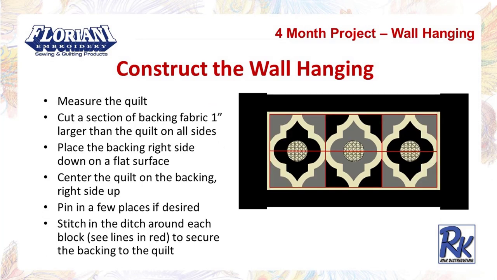Next you'll want to measure your quilt and then cut a section of your backing fabric 1 inch larger than the quilt on all sides. Place the backing fabric right side down on a flat surface and center the quilt on the backing right side up. You can go ahead and pin it in a few places if you want, and then stitch in the ditch around the edge of each block to secure the backing to the quilt.